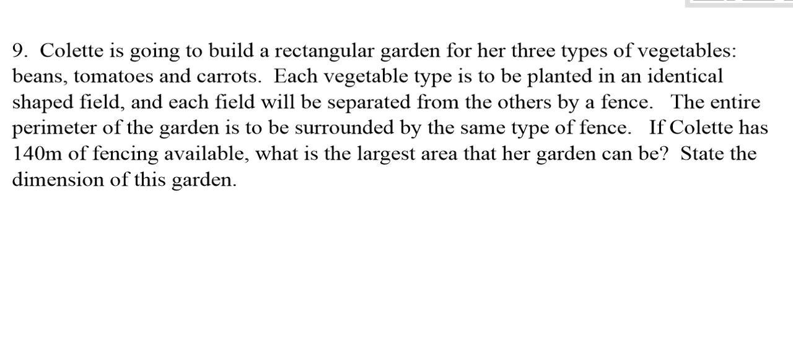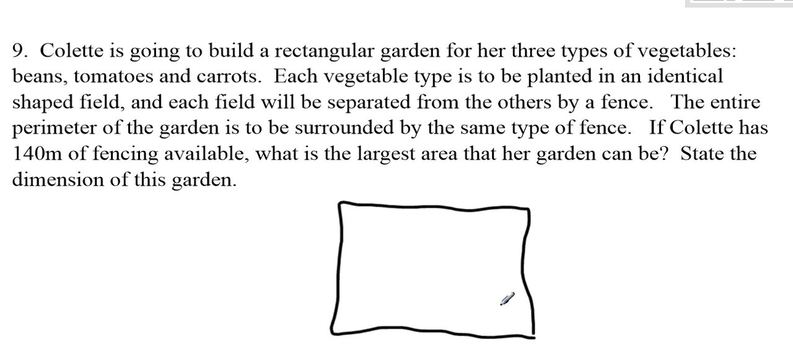Okay, so let's again make sure we understand clearly what's happening in the problem, and then we'll start formally solving it. But we have a rectangular garden, and it's going to be surrounded by a fence. And inside of the garden, there's going to be 3 different areas, one each for beans, tomatoes, and carrots, and each of those is going to be in an identical field. So we can imagine something like this. So we might have beans, tomatoes, and carrots.